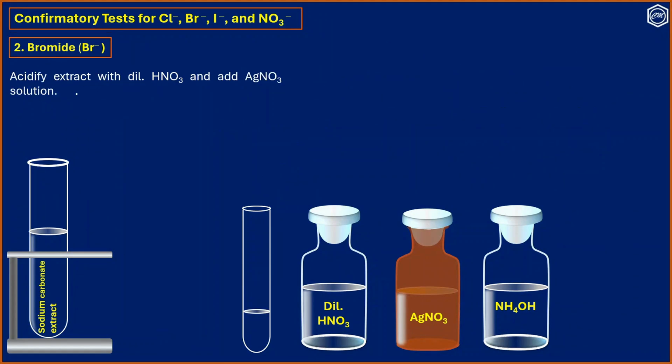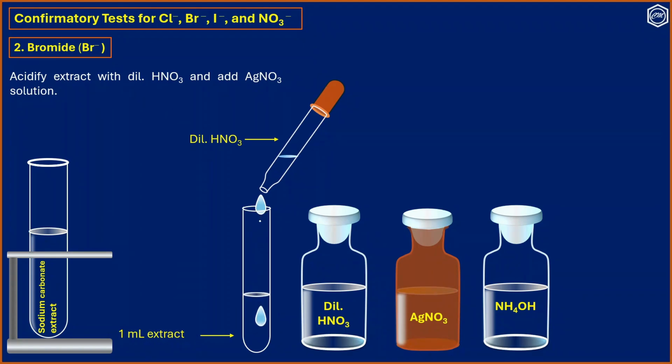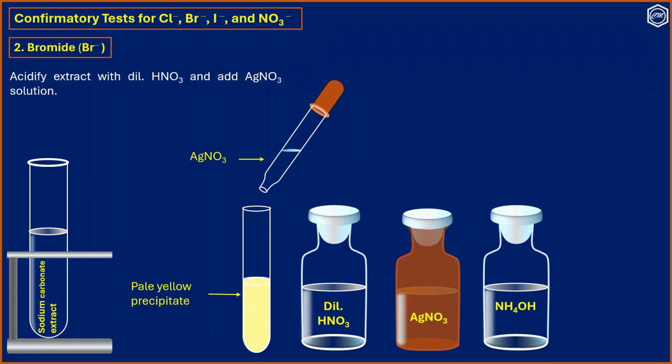Now we consider bromide. We use sodium carbonate extract for that. First we acidify the extract with dilute nitric acid and add silver nitrate solution. About 1 ml of the extract, to that dilute nitric acid is added drop by drop. And after that we add silver nitrate solution. Silver nitrate solution is slowly added and a precipitate which has a pale yellow color is formed.